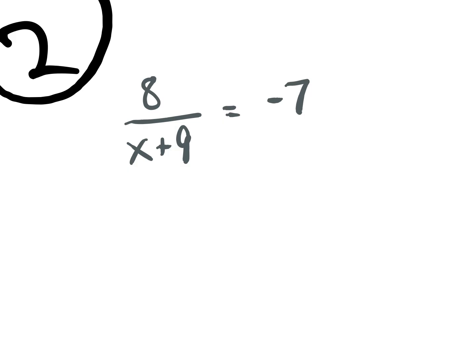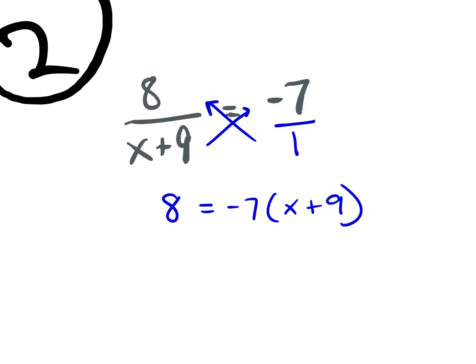When you have a fraction equal to a fraction, all you have to do is cross multiply. So I know -7 is not a fraction, but we can make it -7 over 1. So the whole number just goes up top. Here, we just multiply across. So 1 times 8 would be 8 equals -7 times x plus 9. So we just cross multiply, set them equal to each other.